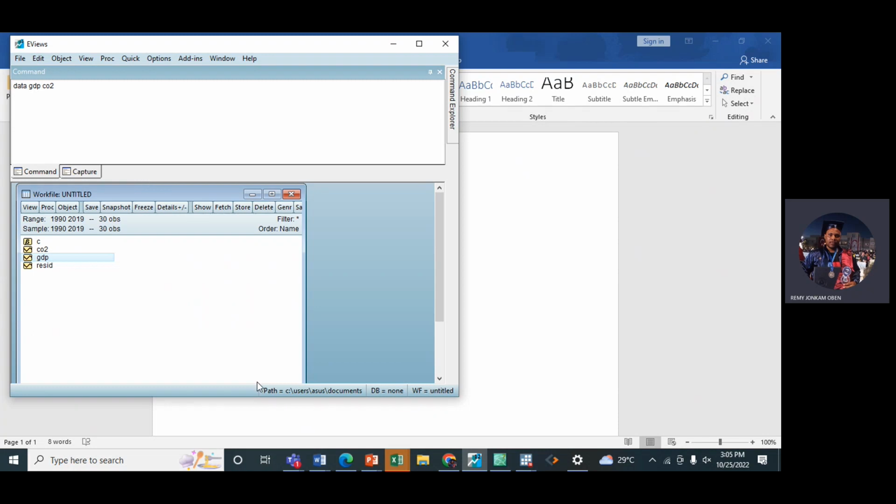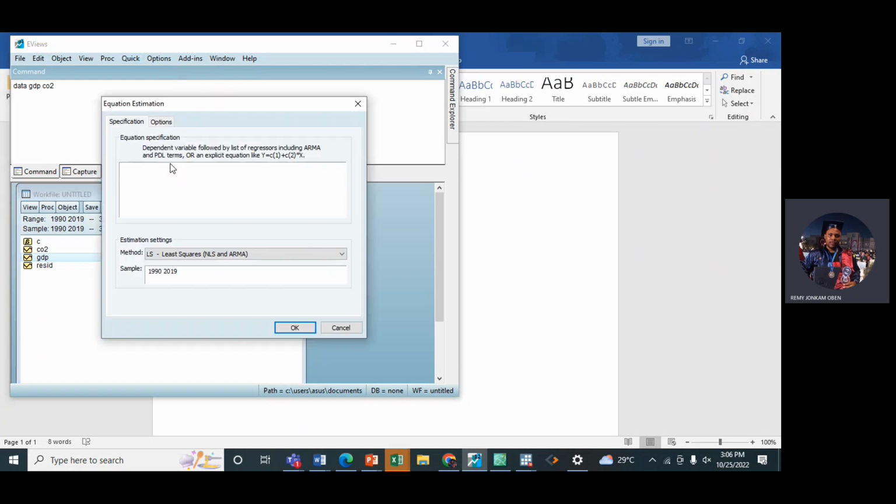Now, we want to estimate the parameters of the regression. By the way, there are many ways to estimate it, but I want to show you the easiest way to make your life easy. Come to Quick, click on Quick, come to Estimate Equation, click, and then here you have to write something. What do you write here? What you write here depends on your model.